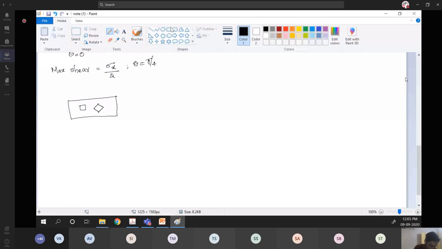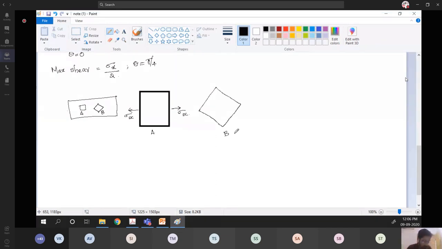And then now I will draw this. This is A, this is for A, this is for B. Okay, B draw first. So here we are having only the sigma x. There is no shear stress coming here.